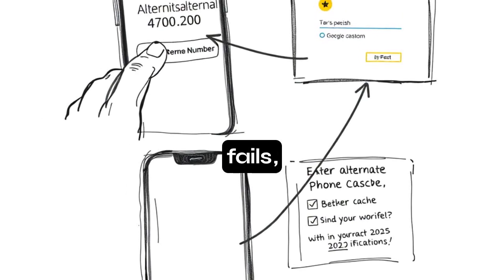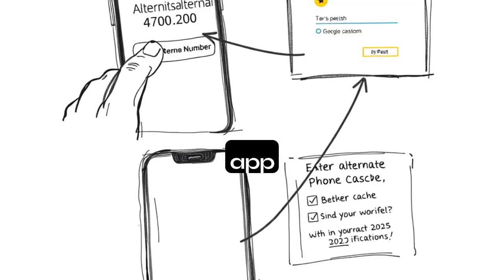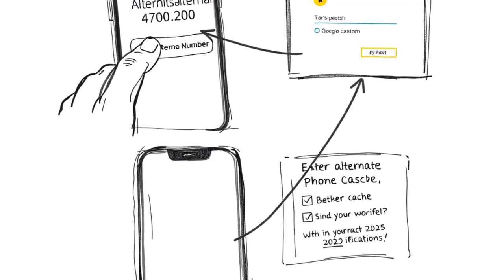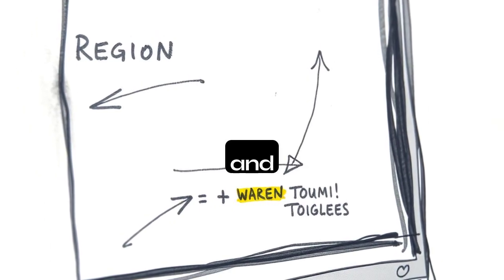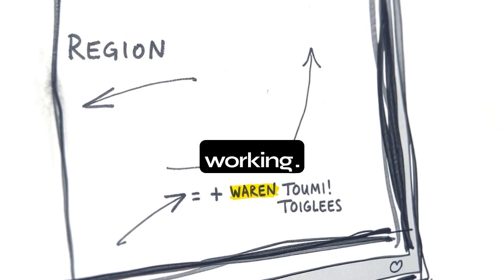If verification fails, try a different phone number, clear app cache, or use desktop mode. Remember to check region availability and app permissions if calls or messages are not working.